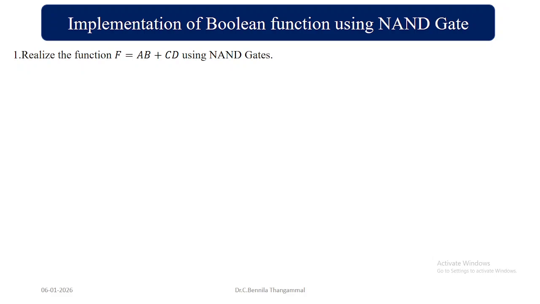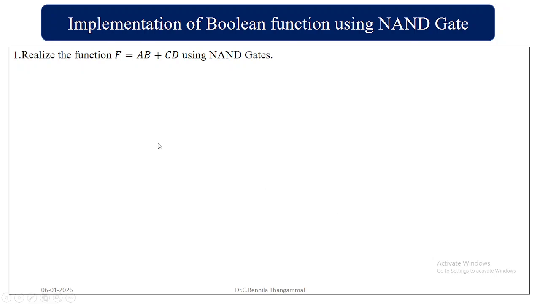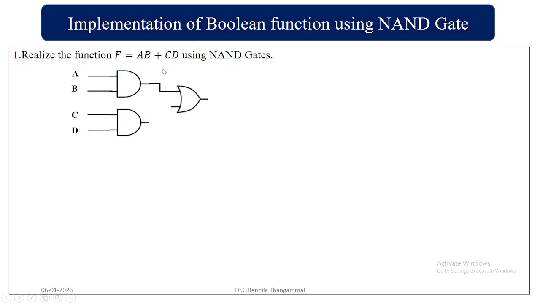So let's solve a problem here. Realize the function F equals AB plus CD using NAND gates. First, we have to draw the logic diagram of this expression using the basic logic gates, that is AND, OR and NOT. For AB I will use an AND gate, and for CD I will use an AND gate, and for AB plus CD, the plus will have an OR gate.